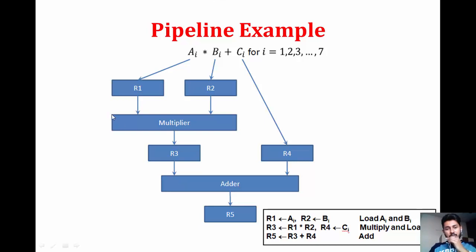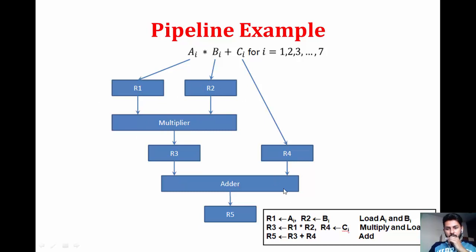So to execute this complete program, the entire task is divided into 3 segments. In the first segment, there will be input to R1 and R2. So A and B are going to be in R1 and R2, and multiplication is going to happen. So in the first segment, R1, R2 and multiply. These are divided into the first segment.